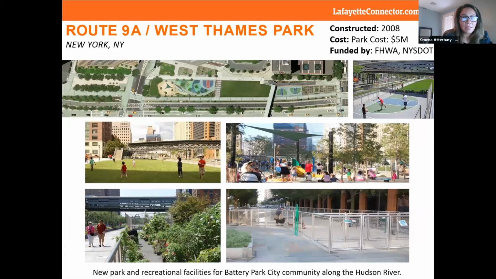Next, this is Route 9A West Side Park, part of the Battery Park City community in New York City. This showcases a linear park with an area comparable to the understructure area. You can see some of the amenities here in the photographs. It includes a playground and half basketball courts. It even has, I believe, gardens at the east end of it, and also has a dog run and a very prominent bike path.